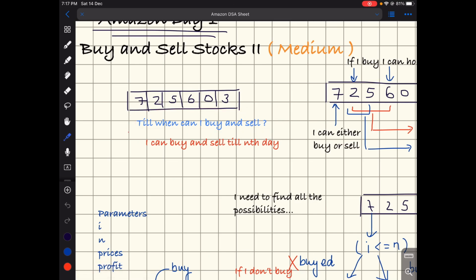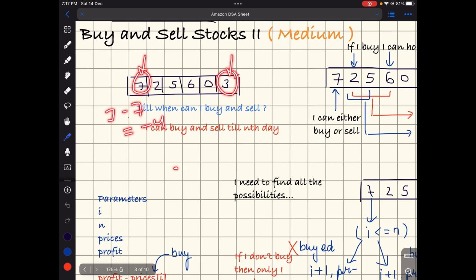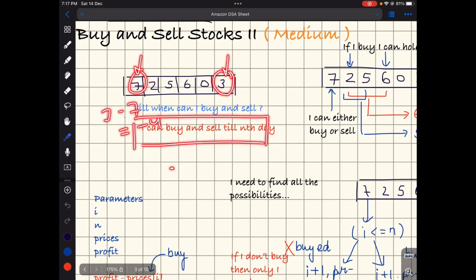Of course, you can buy at this point and sell at this point. Second, you can buy at this point and sell at the same point, right? So in that case, it would be 3 minus 3 equals 0. And if you're buying here and selling at this point, it would be 7 minus 3 equals 4, right? Rather, 3 minus 7 equals negative 4, because here you are buying and there you are selling, right? So the thing is, I can buy and sell till another day.